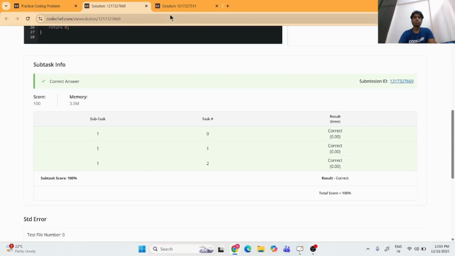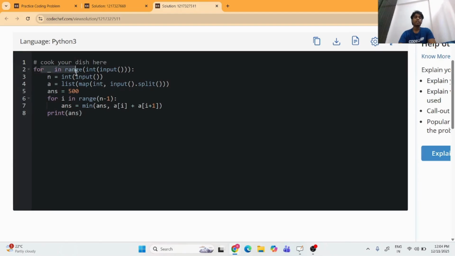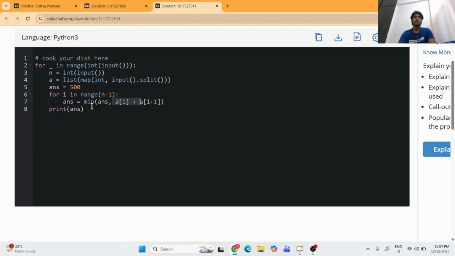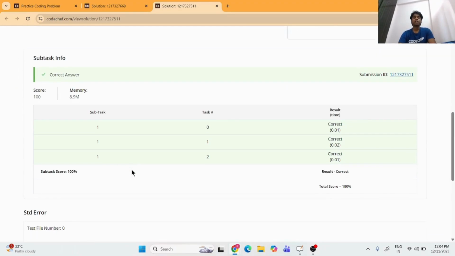Let's move towards my Python code. So guys, this is my simple Python code. I took the input for all the test cases as well as n and my array A. I initialize answer equal to 500 and I am running a for loop, and in answer I'm storing the minimum of answer comma A of i plus A of i plus 1, that is, the adjacent sums, whichever is the minimum. And lastly simply printing my answer. And as you can see, guys, I have got my Python code accepted as well.